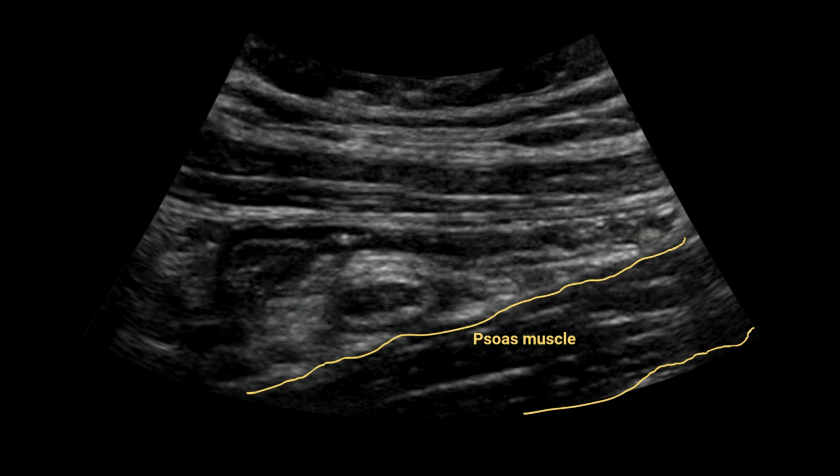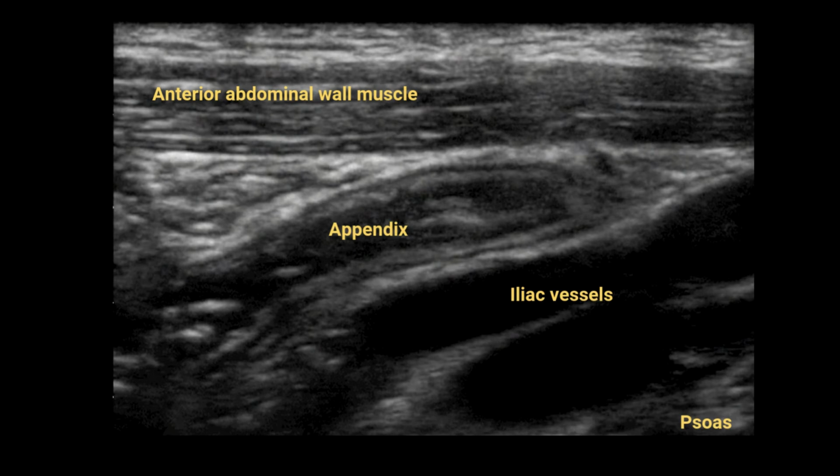The external iliac artery and vein lie just medial to, or on top of, the psoas. The artery pulsates and the vein is compressible. These posterior structures are fixed against the pelvic bone. This firmness allows you to pin the appendix in place. Without this solid floor, the appendix would simply move deeper when you press, making diagnosis and measurement very difficult.